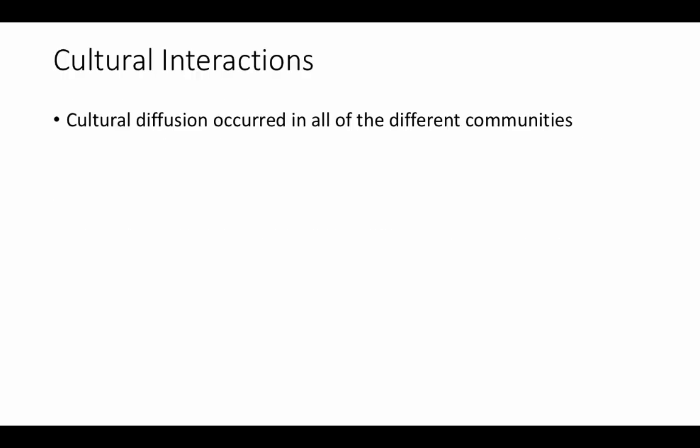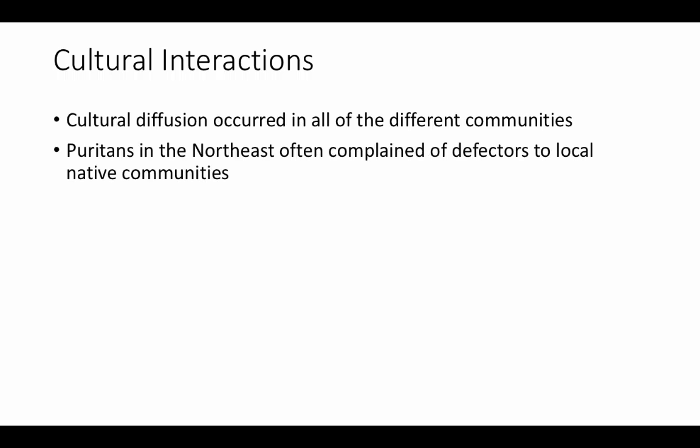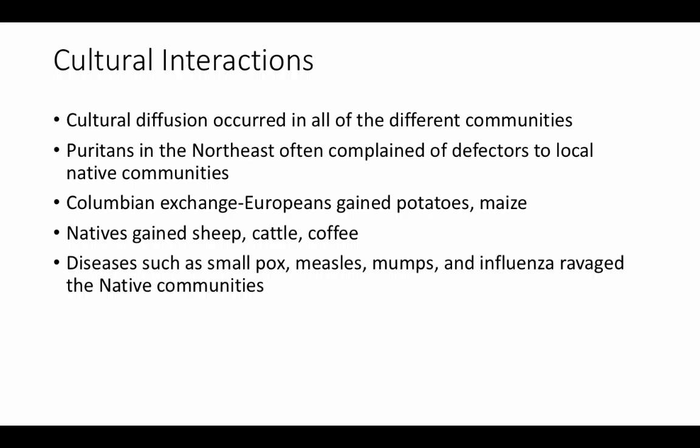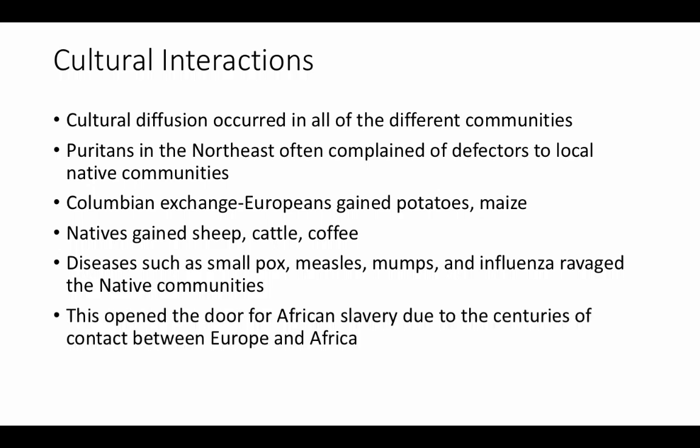So cultural interactions. Cultural diffusion occurred in all of the different communities. The Puritans up in the Northeast often complained, for example, of defectors going out into the local native communities. The Columbian Exchange demonstrated how the Europeans would gain potatoes and maize from the local Native Americans. Natives, on the other hand, gained sheep, cattle, and coffee. And of course, we know that diseases were transferred onto both sides. Of course, the natives tended to have the worst of these bouts with smallpox, measles, mumps, and influenza.